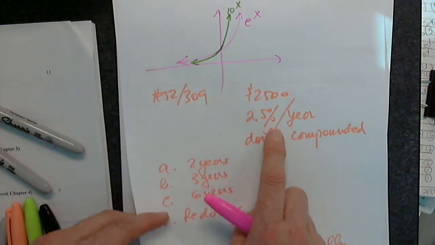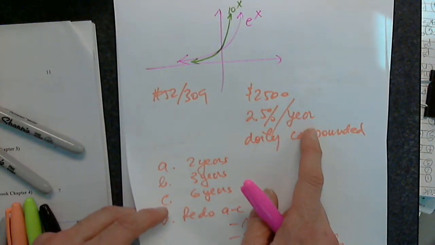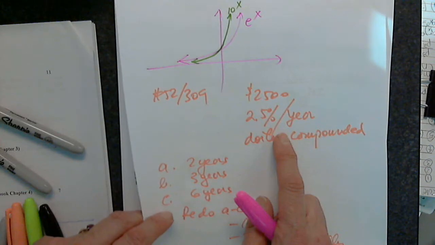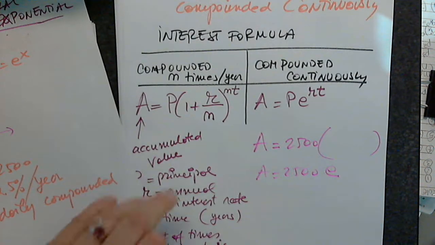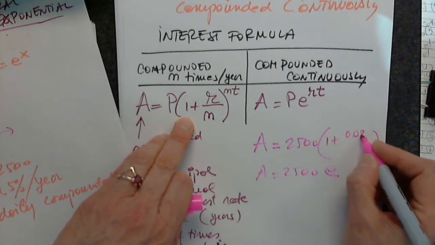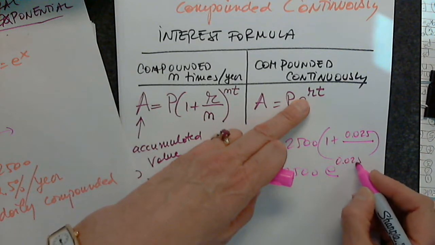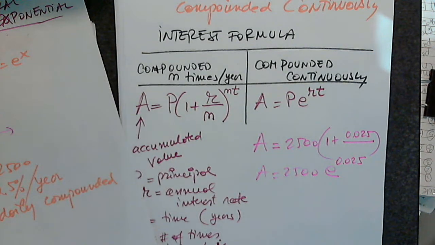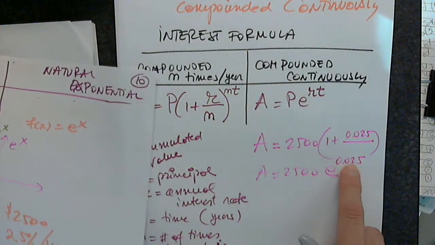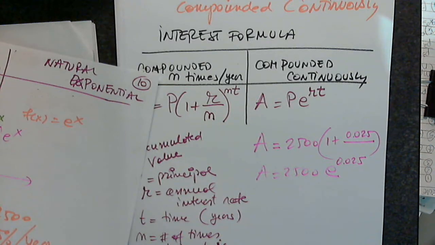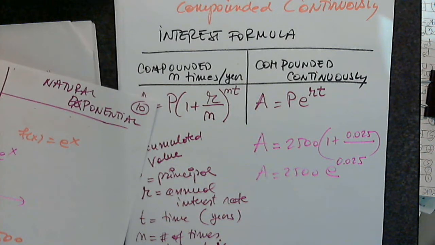What does 2.5% per year mean? R. Yes, it's R, but I cannot put it in percent. It has to be 0.025. So this is 1 plus 0.025. And this is the R at 0.025. This is the R that I put here, and this is the R that I put here. So I'm just writing e instead of the 1 plus.